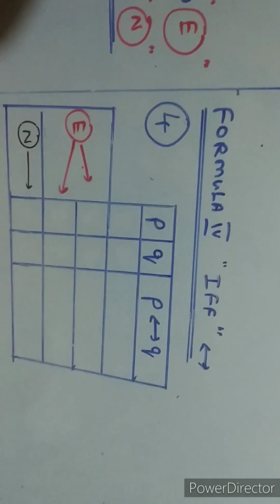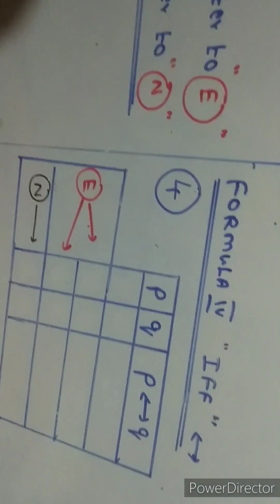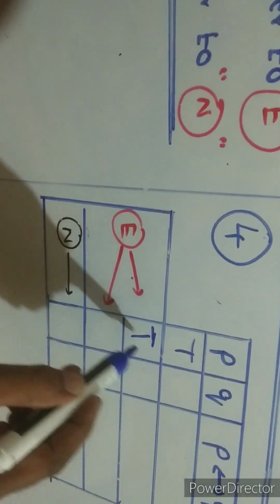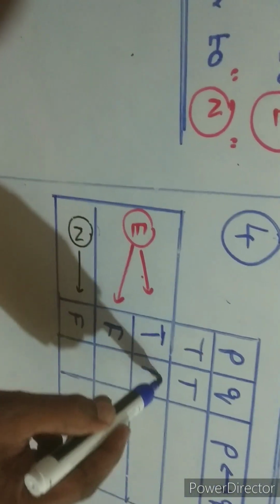Next, formula 4, if. In the same way E and N are written here. P is always two times T, two times F. Q is always T, F.